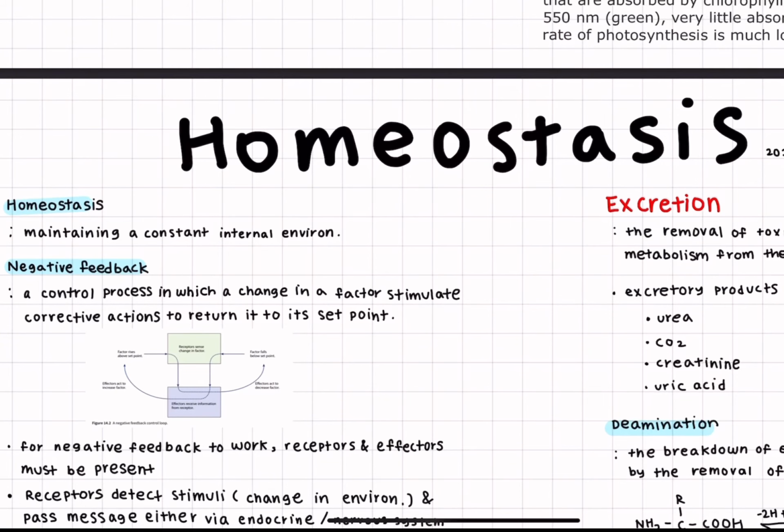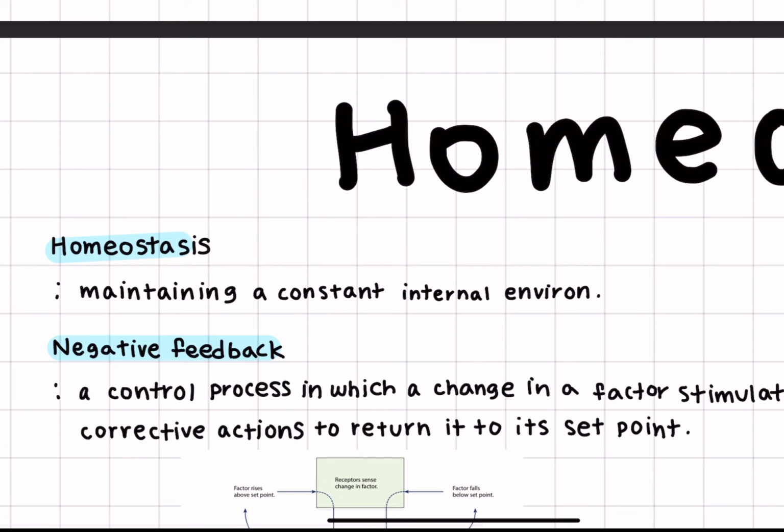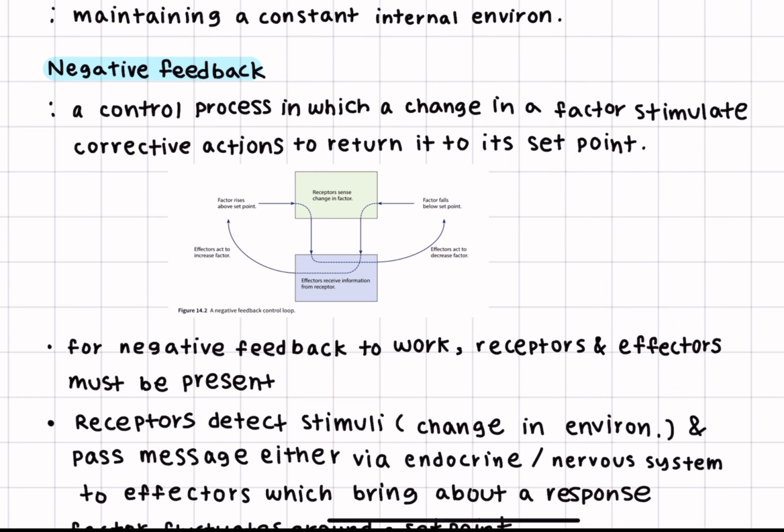Today I'm going to talk about the topic homeostasis. Homeostasis: you are often asked to give a definition of homeostasis, and it is referred to as maintaining a constant internal environment. Also in this chapter, you have to know the concept of negative feedback.